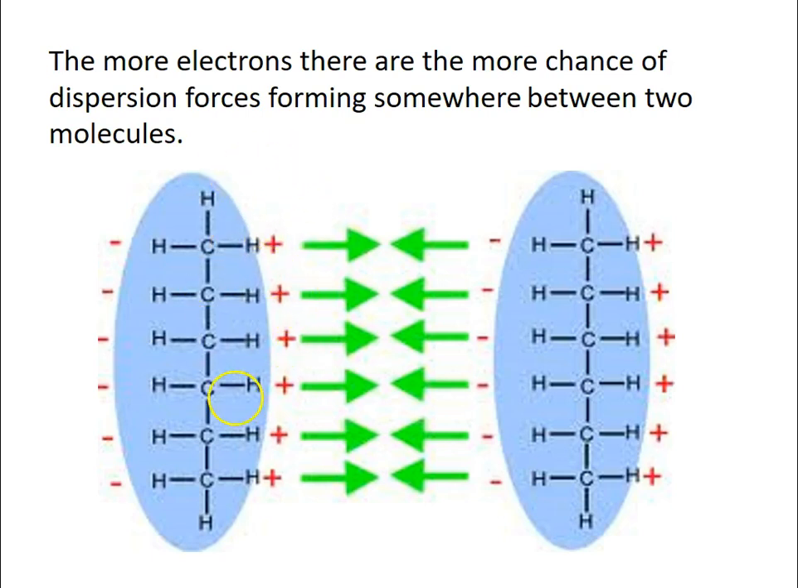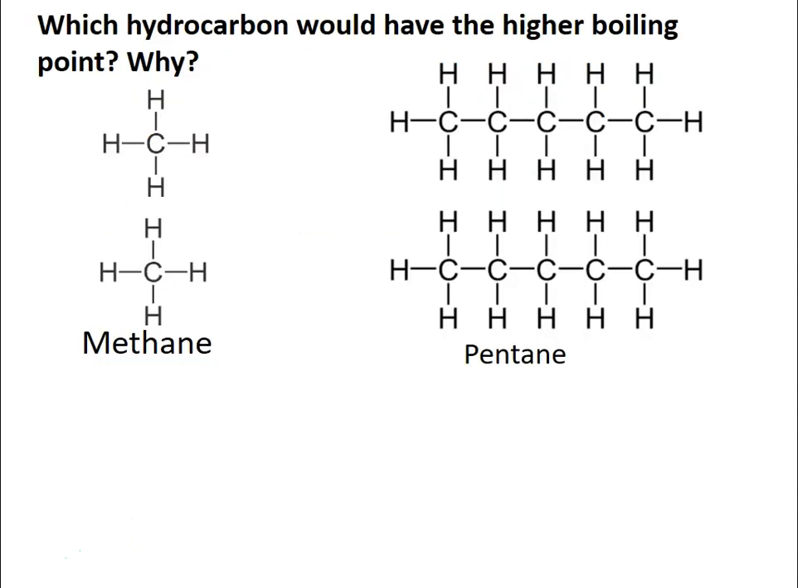The more atoms you have, the more electrons you have, and the more chance that somewhere on the molecule the electrons will be flowing so that one side of this bond is slightly negative and the other side slightly positive. So just for this instant, this hydrogen here is positive and this hydrogen is negative, and they're attracted to each other and held together. Then they'll flow back and that will stop. But after that, it might be happening in a different part of the molecule. So the more electrons you have, the more chance you have of a dispersion force forming somewhere between molecules, so the stronger the molecules are held together.